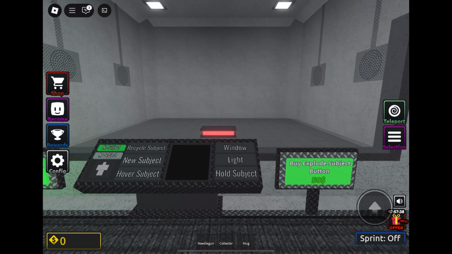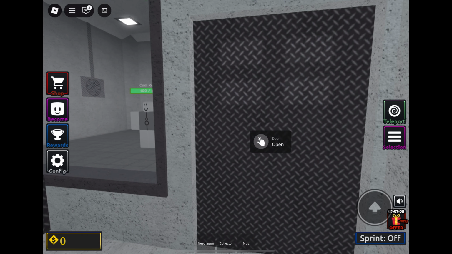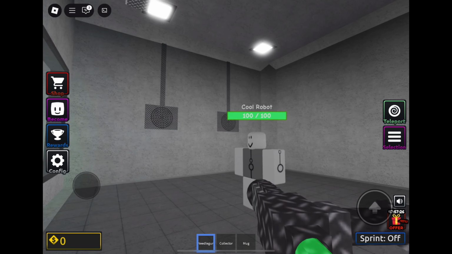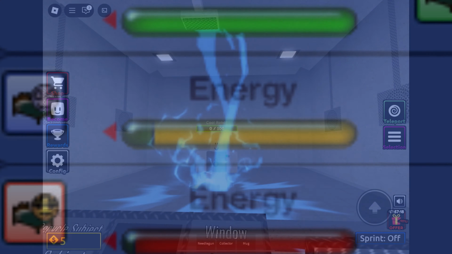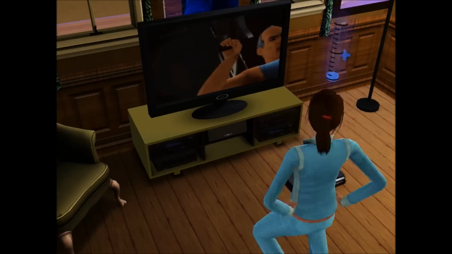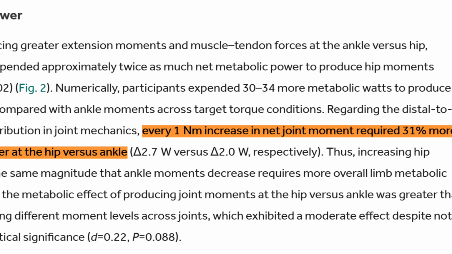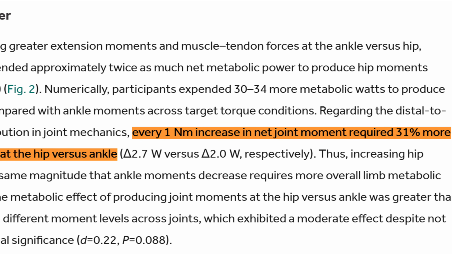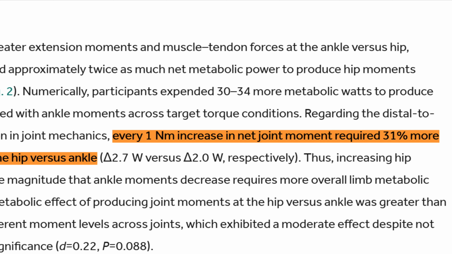Participants had to lay down and engage in motions according to the screen next to them, where they pendulated either their leg or their hips to the beat of a metronome. What was found? Yeah, hip-powered movement sure does require a lot more energy than ankle-powered movement. In fact, the study states directly, and I quote, every 1 nanometer increase in net joint movement required 31% more metabolic power at the hip versus the ankle.